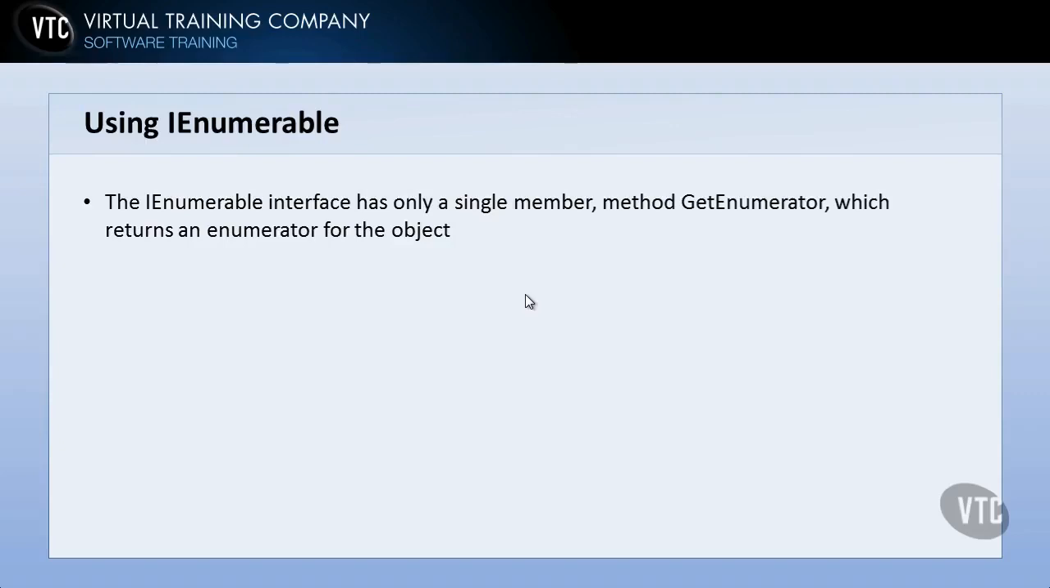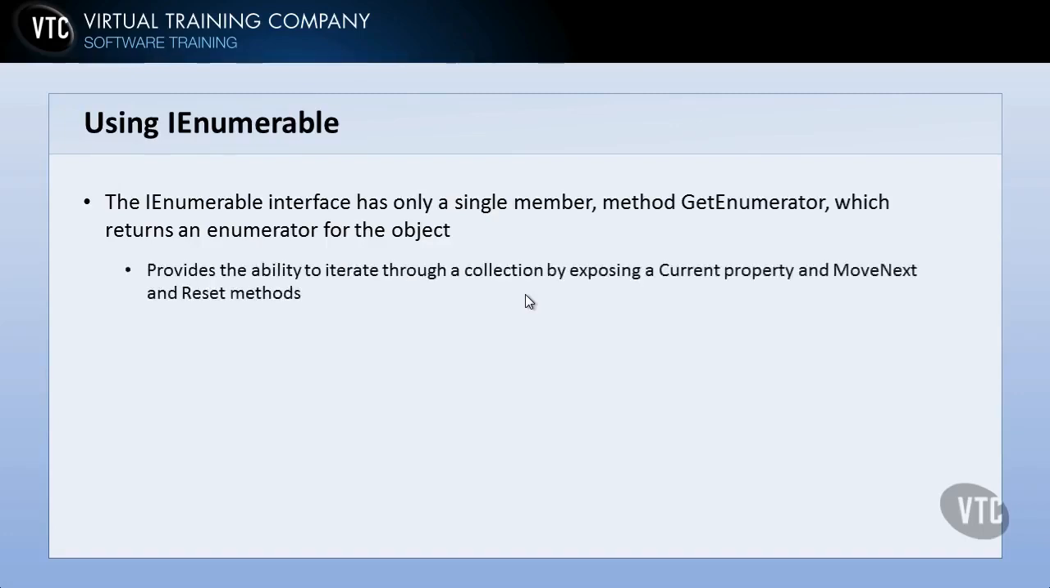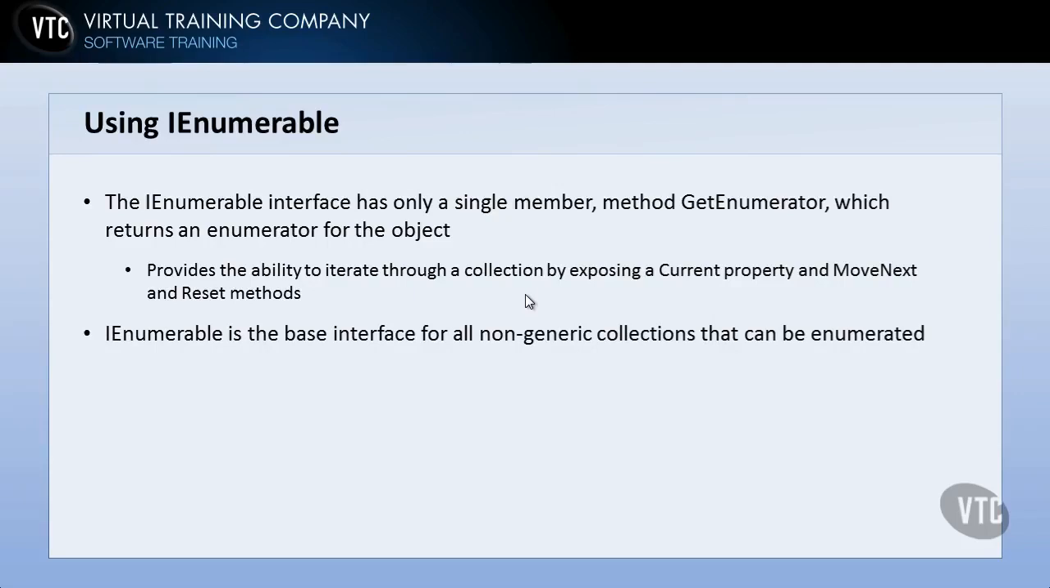In other words, we're going to have basically an enumerator class out there that we've got to build, then return that object as part of the interface. And this class that we're going to build is going to return an object that gives us the ability to iterate through a collection by exposing a Current property, a MoveNext, and a Reset method. Now, IEnumerable is the base interface for all non-generic collections that can be enumerated.